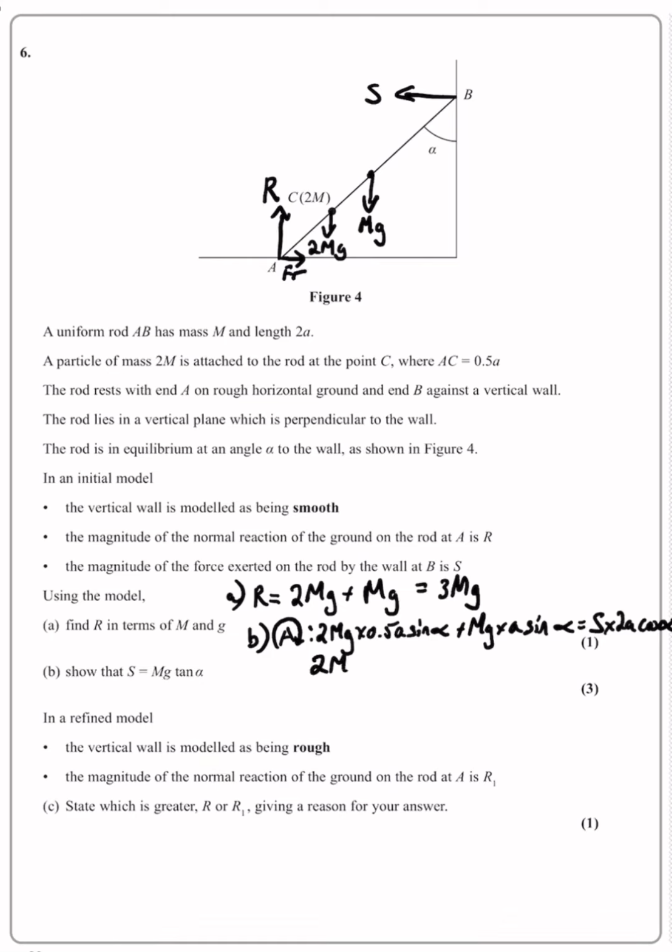Simplifying the left-hand side, joining them together, they both become mg a sine alpha. So when we add them, we get 2mga sine of alpha is going to be S times 2a cos of alpha. Dividing both sides by 2a cos alpha, we get S is equal to 2mga sine alpha all over 2a cos alpha. And the 2's cancel, the a's cancel, and the sine over cos becomes a tan, and we get mg tan alpha, which is what the question wanted.